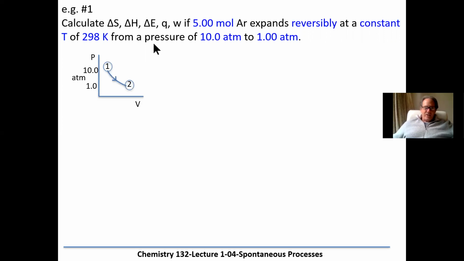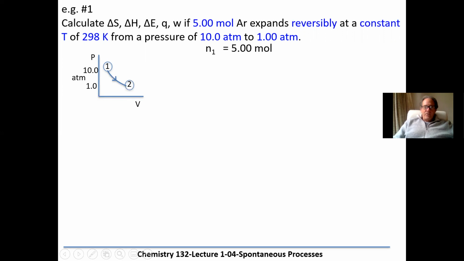So if the gas is expanding, it's going from state 1 to 2, the volume is increasing and the pressure is decreasing. The pressure is going from 10 atmospheres to 1 atmosphere. But it doesn't tell us what the volume is. It tells us the quantity of gas though, number of moles. What can we do with that?